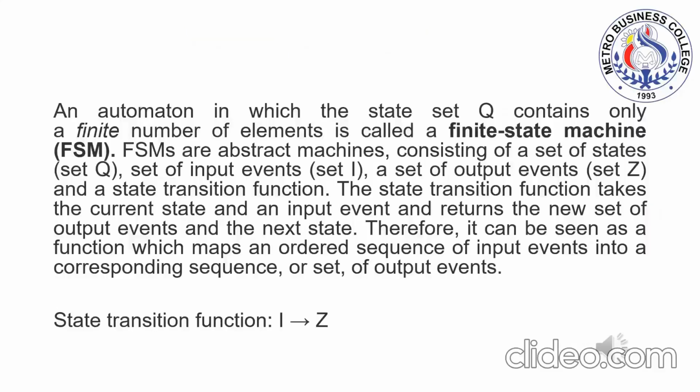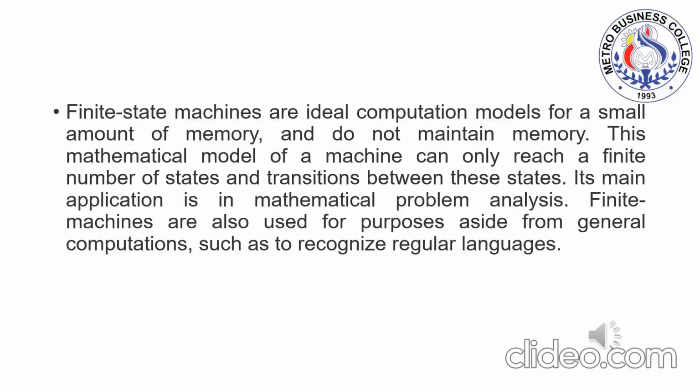An automaton in which the state set Q contains only a finite number of elements is called a finite state machine, FSM. FSMs are abstract machines, consisting of a set of states, set Q, set of input events, set I, a set of output events, set Z, and a state transition function. The state transition function takes the current state and an input event and returns the new set of output events and the next state. Therefore, it can be seen as a function which maps an ordered sequence of input events into a corresponding sequence, or set, of output events. State transition function, I × Q → Z.